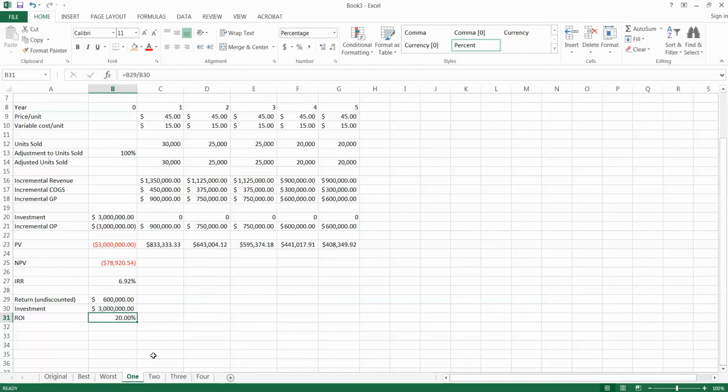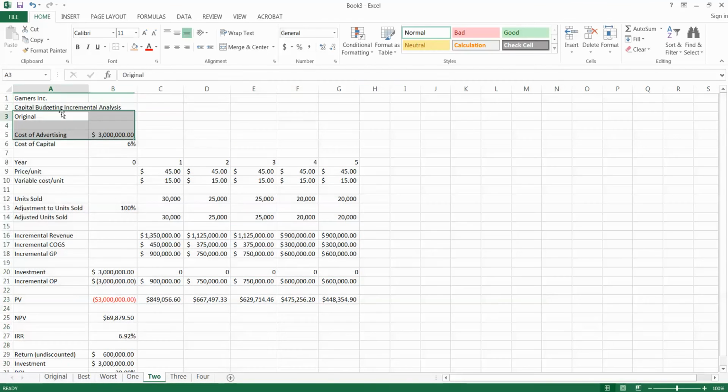And that's one of the problems with ROI, is that it ignores the time value of money, or the value of money today over the value of money out in the future. So that is a problem with ROI, but many companies still use it. Let's go on to scenario 2. We'll label this one 2. Try and make that big.